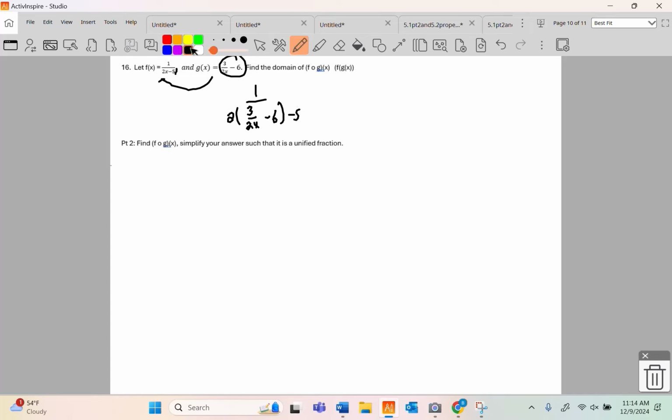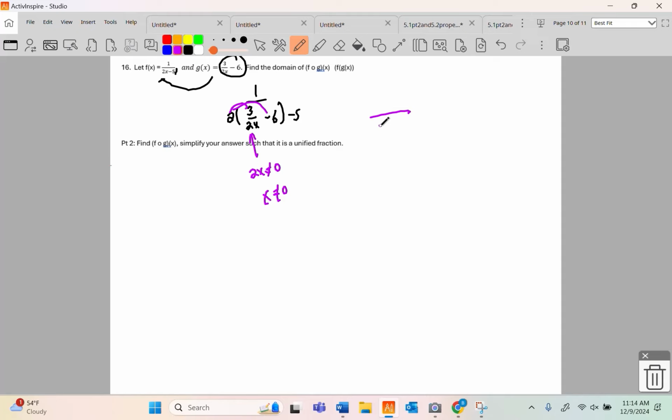Now, when I glance at this thing, I can look right here, and I can tell you 2x can't be 0. So x is not 0. That's pretty common on these. That's part of it. The distributive property kicks in. 2 over 2 cancels. That's going to be 3 over x.